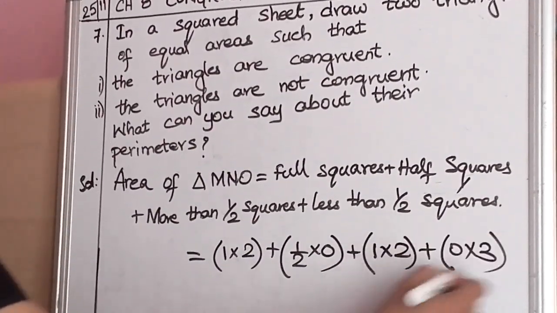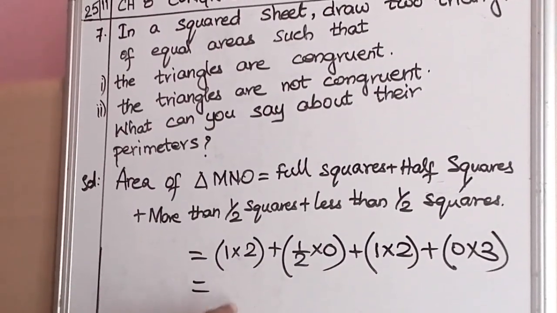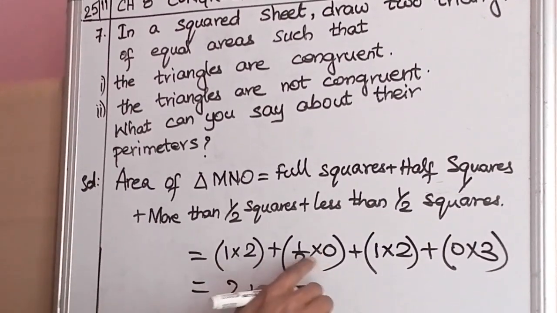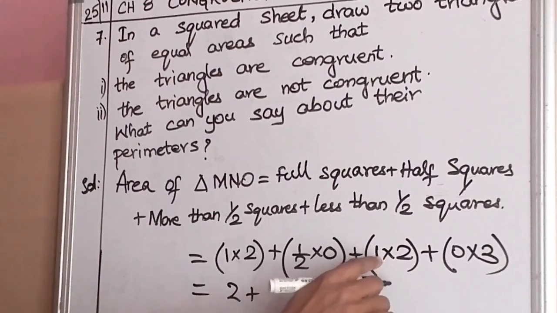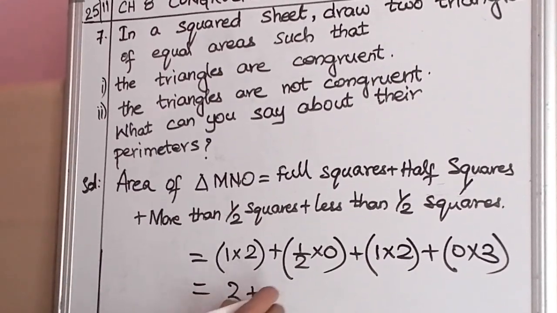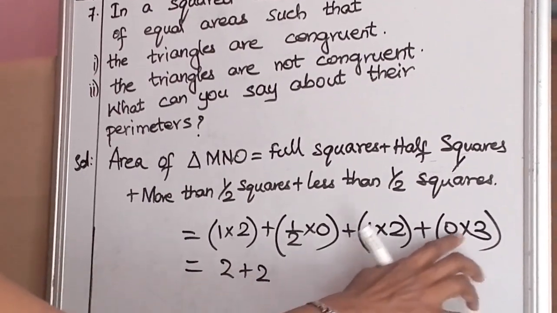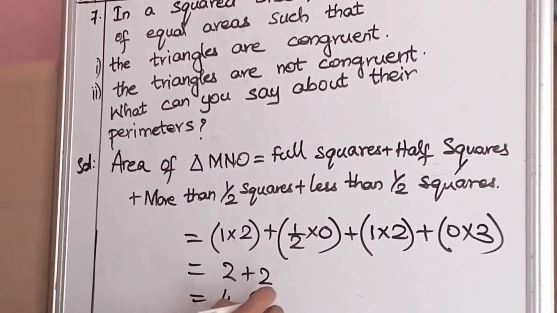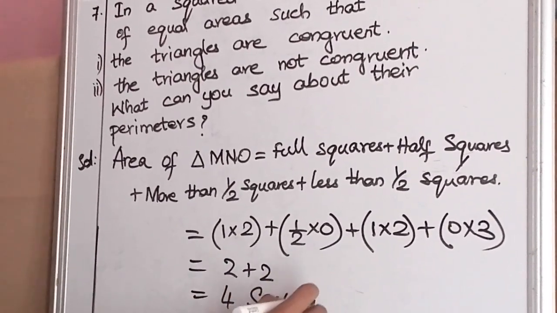3. Okay, so this is equal to 2 ones are 2. Half into 0, anything into 0 is 0. 1 into 2, 1 2s are 2. Plus 0 3s are 0. So 2 plus 2 is 4 square units.